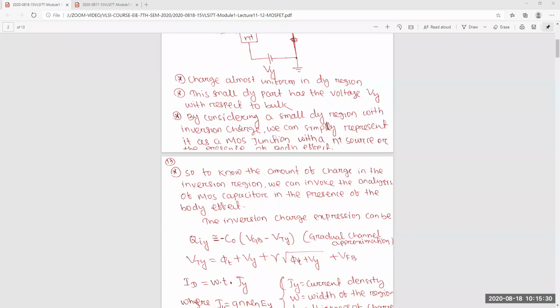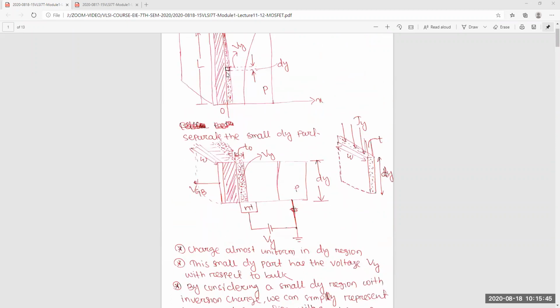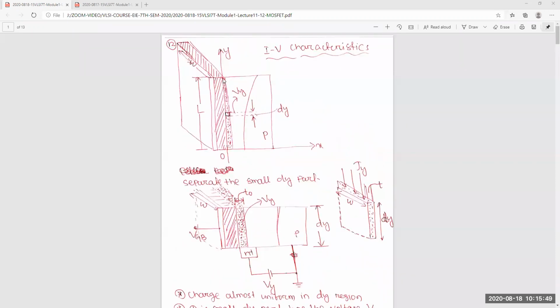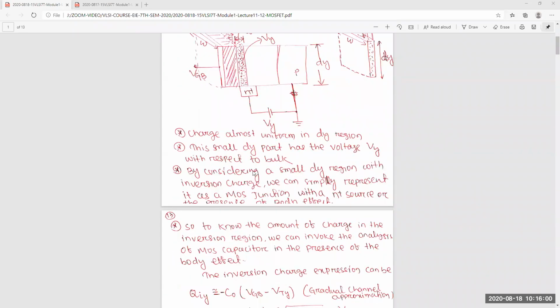Now you can see the charge is almost uniform. What are you assuming? This region's charge is uniform. The small dy part has the voltage Vy with respect to bulk. Vy is constant everywhere because we have taken a very small region, so there is no change. But if you take the total L, then here it is 0, and here VDB. Since we are taking a very small region, Vy is constant and the charge is also uniform.